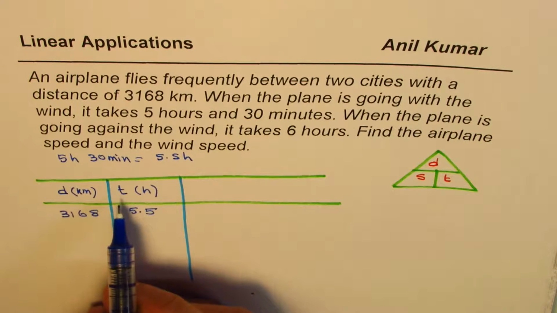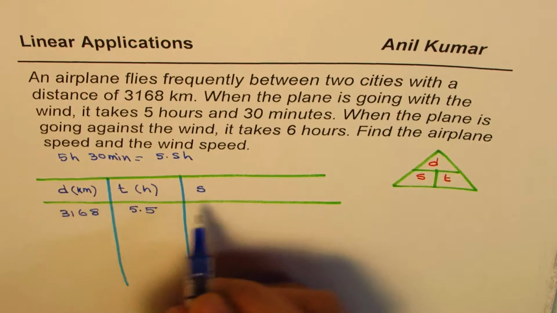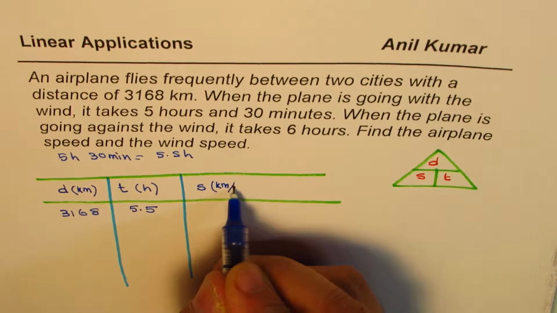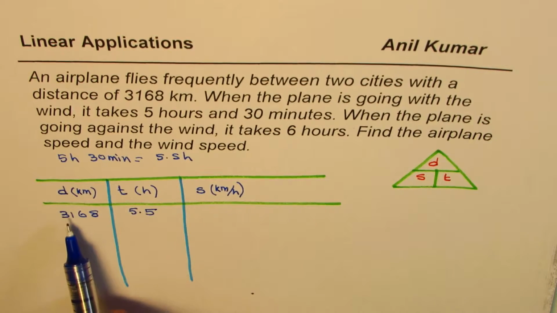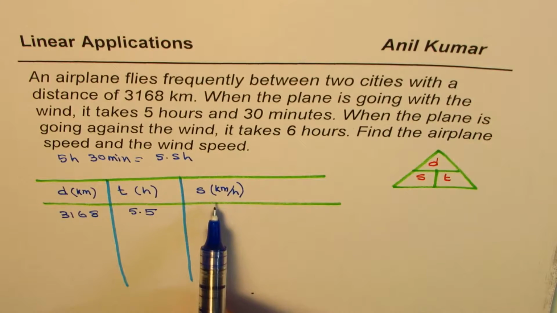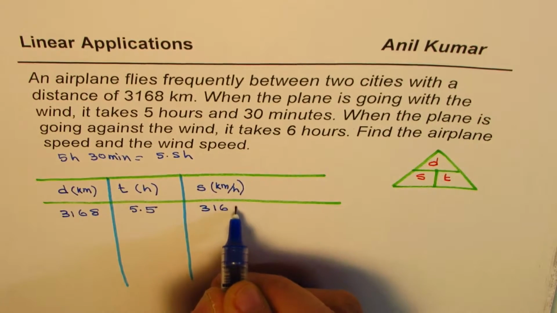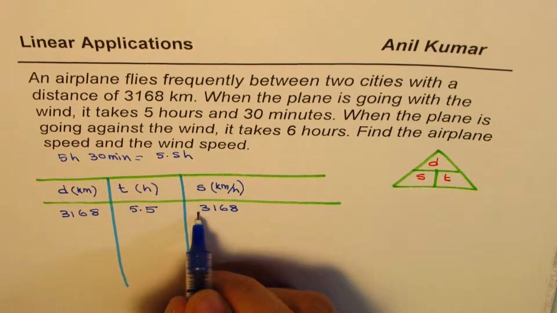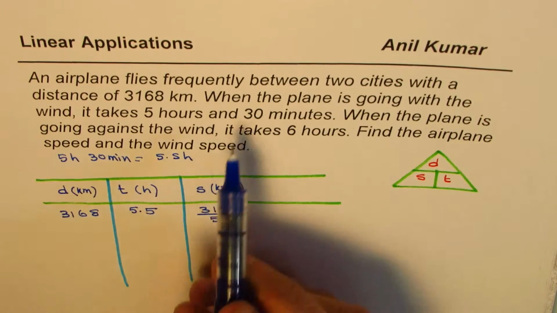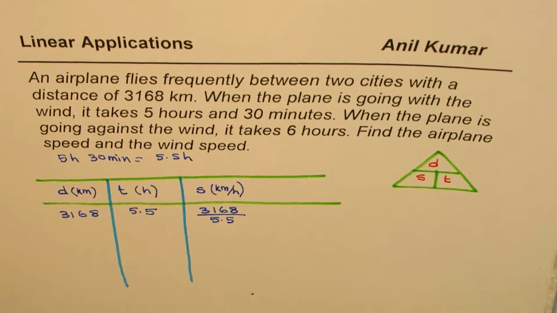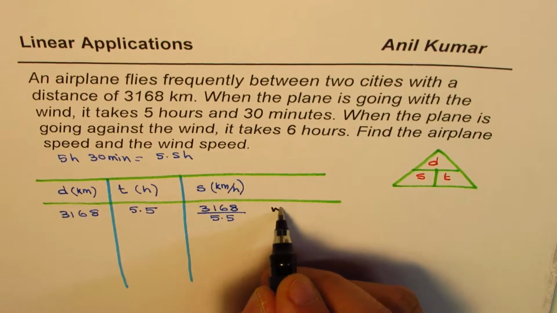So we know distance, we know time. Now how about the speed, right? The units will be kilometers per hour. When you divide distance by time, you get the speed, right? So we can divide these two. We get 3168, the distance, divided by 5.5. So we get our speed. This is the case when the plane is going with the wind.